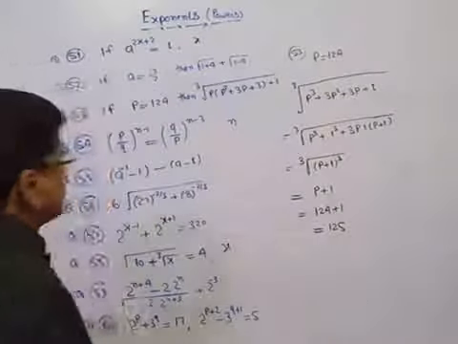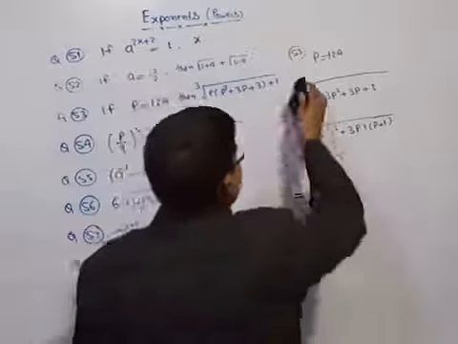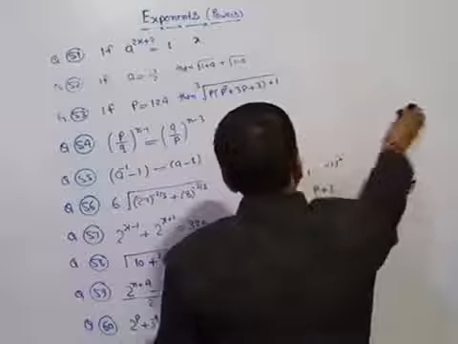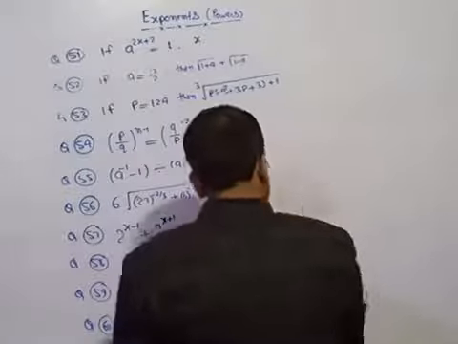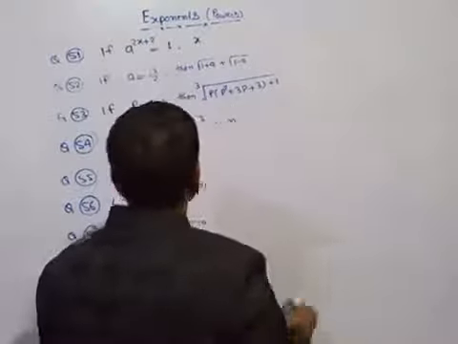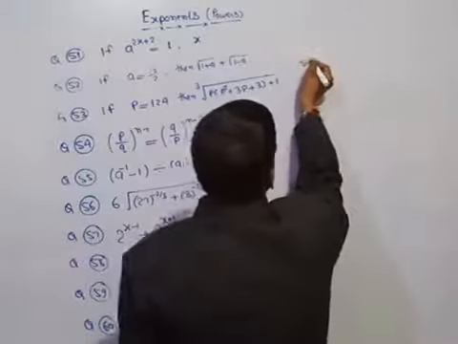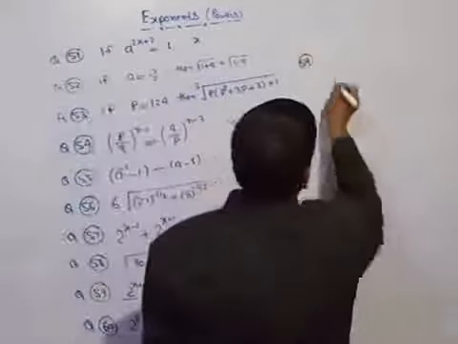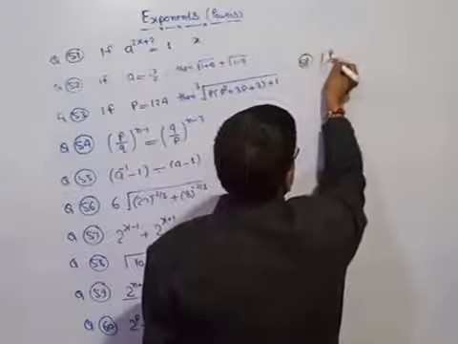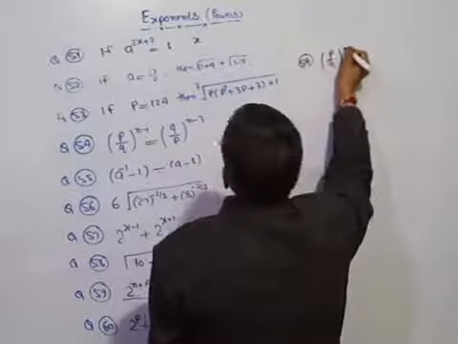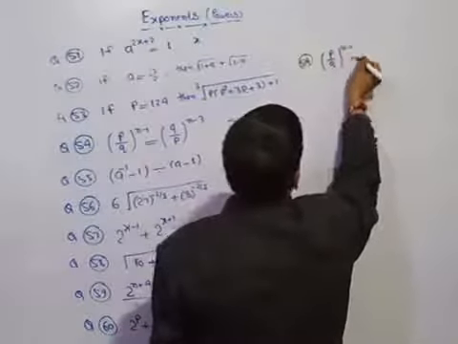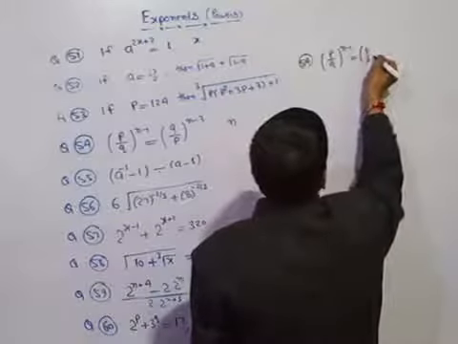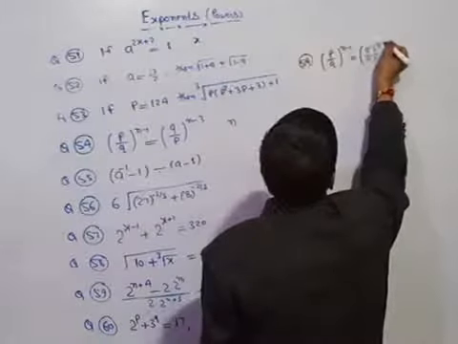Now question number 54. (p upon q) to the power n minus 1 equal (q upon p) to the power n minus 3.